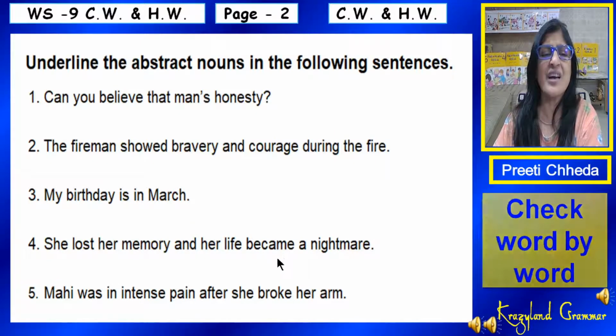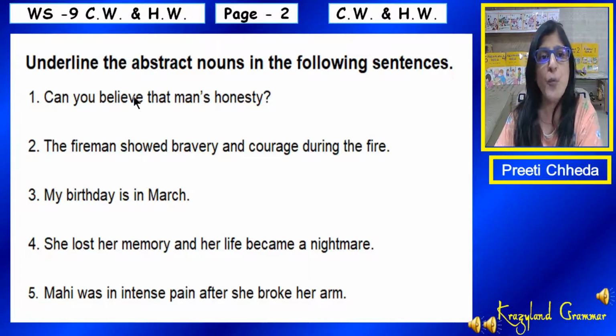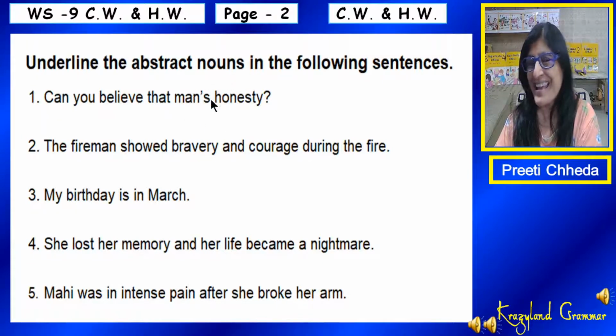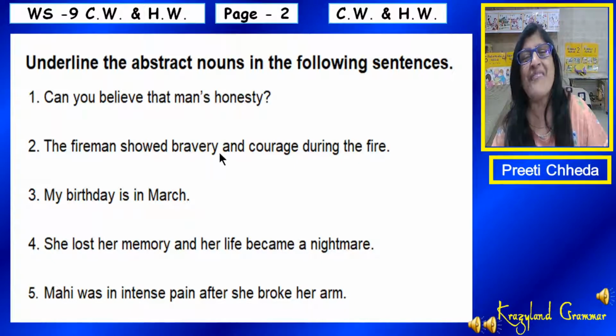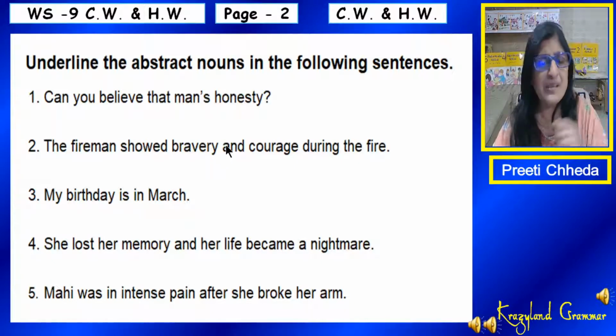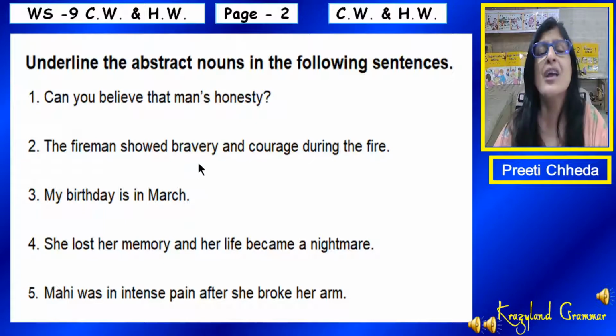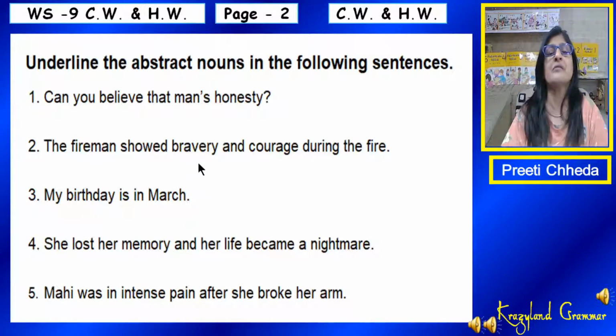So let us start with number one. Can you believe that means honesty? Ma'am, what is this comma on top? That is called an apostrophe, and it is used in possessive nouns. That will be our next topic. But you don't have to find possessive nouns here. You have to underline abstract nouns.